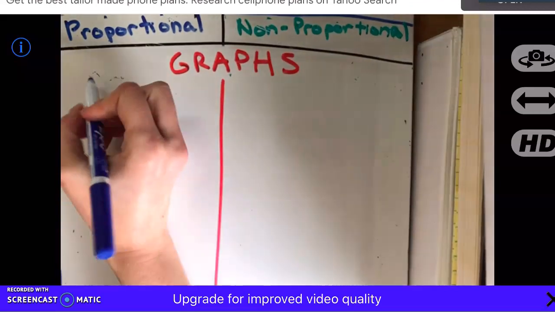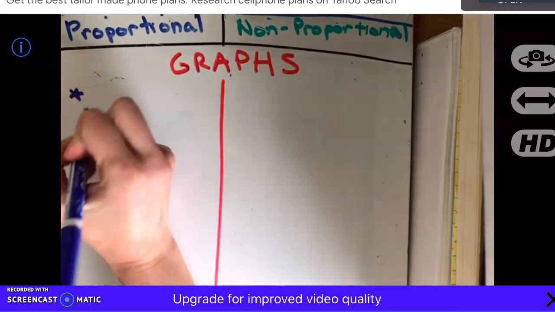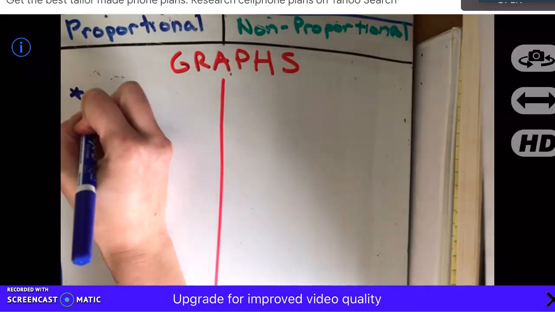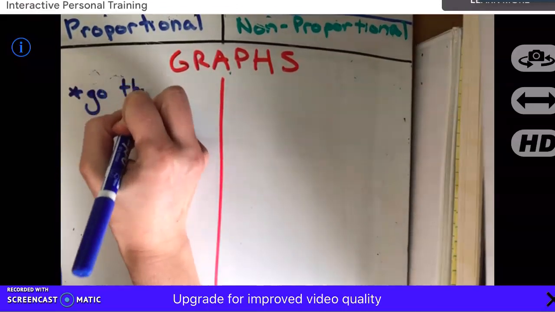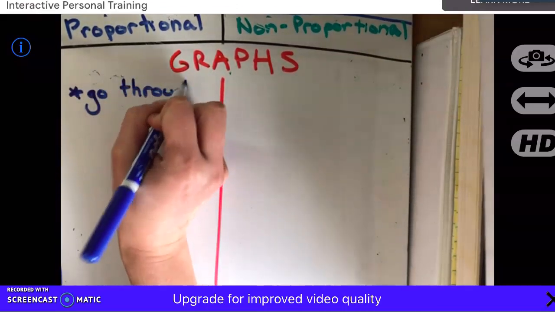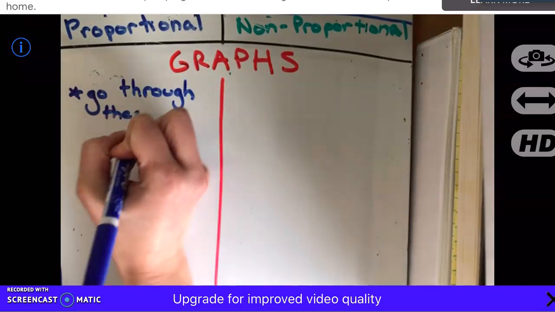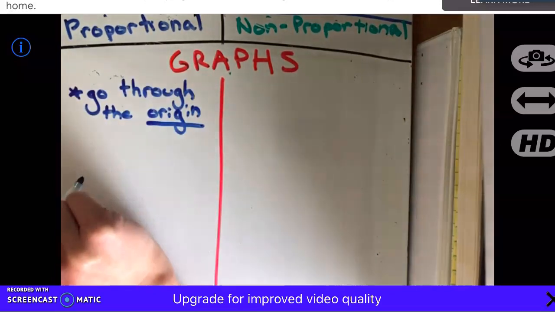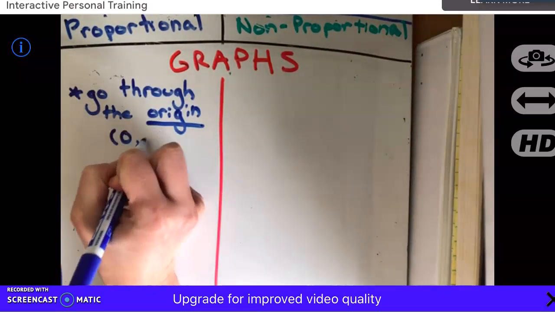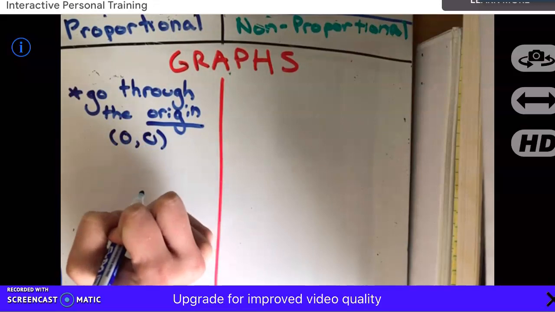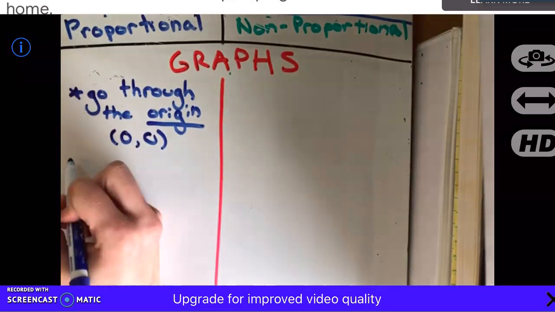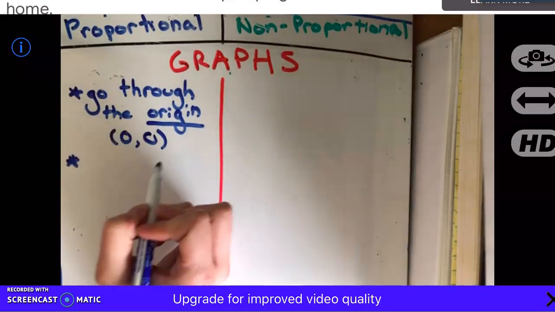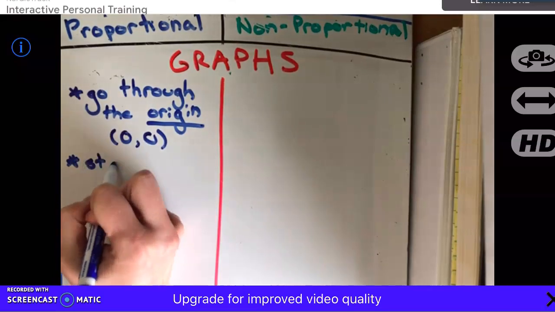Proportional graphs, a couple of characteristics that proportional graphs have that we need to keep in mind is that they will always go through the origin. Now let's think, what is the origin? In a graph, what is the origin? The origin is at 0, 0. So it's when x is 0 and when y is 0, okay? If it doesn't pass through the origin, it can also start at 0.